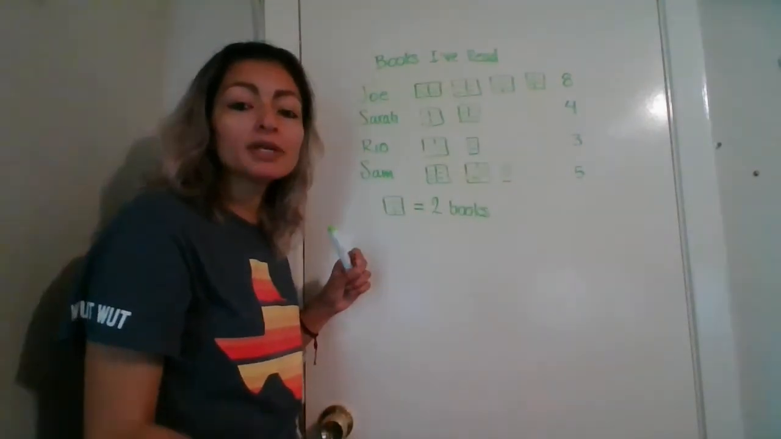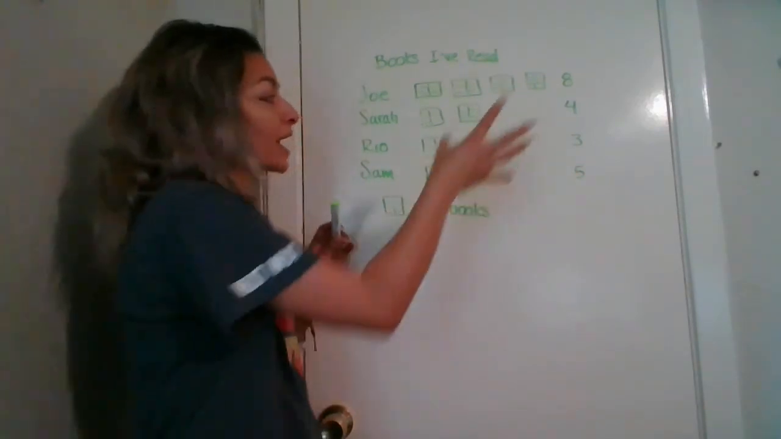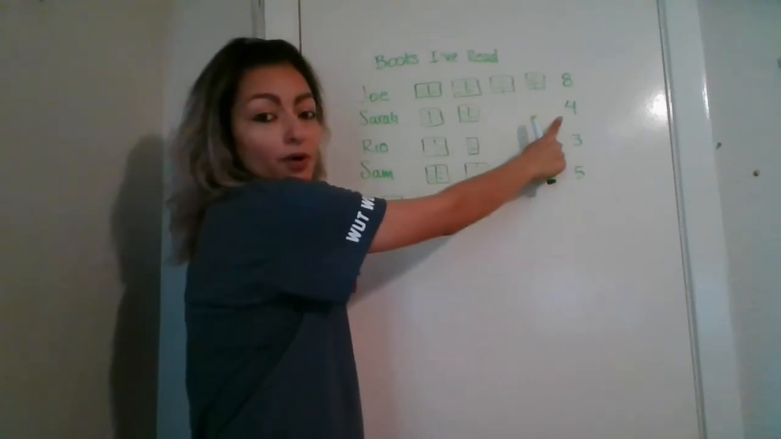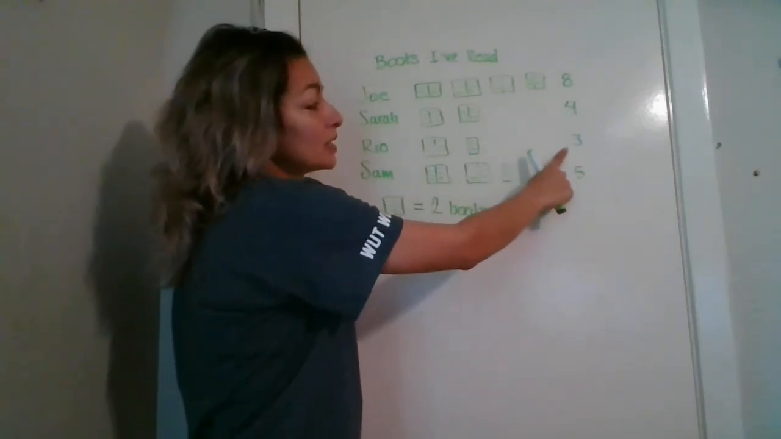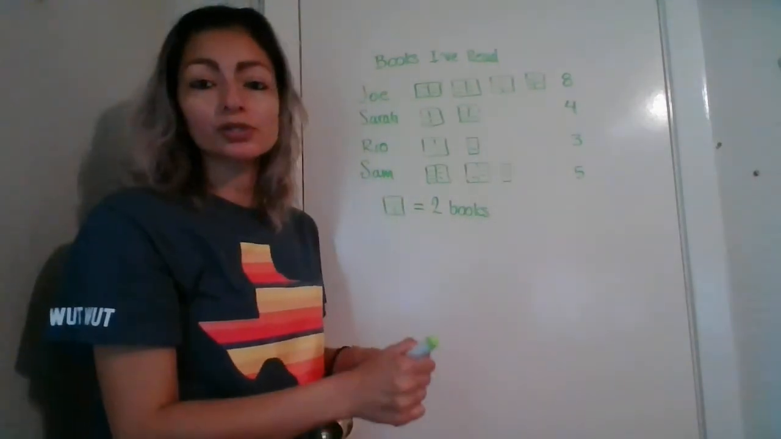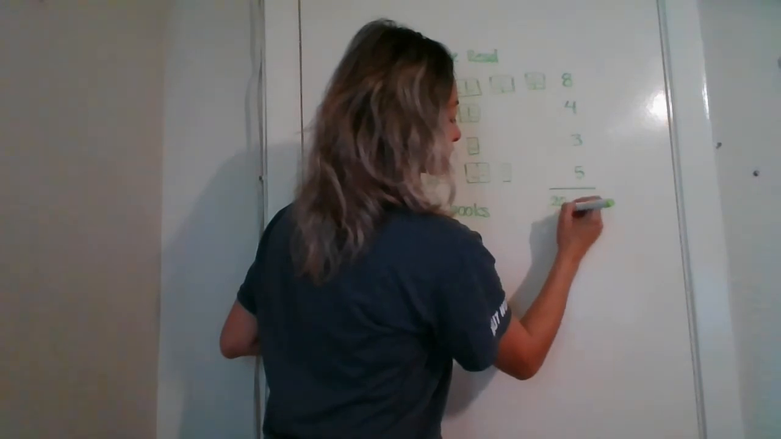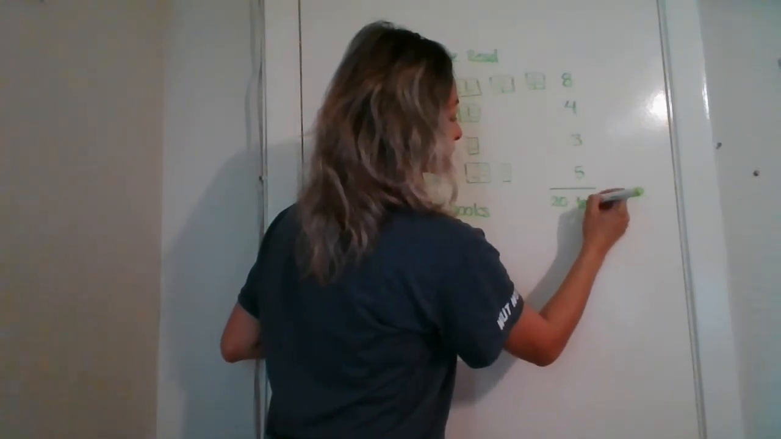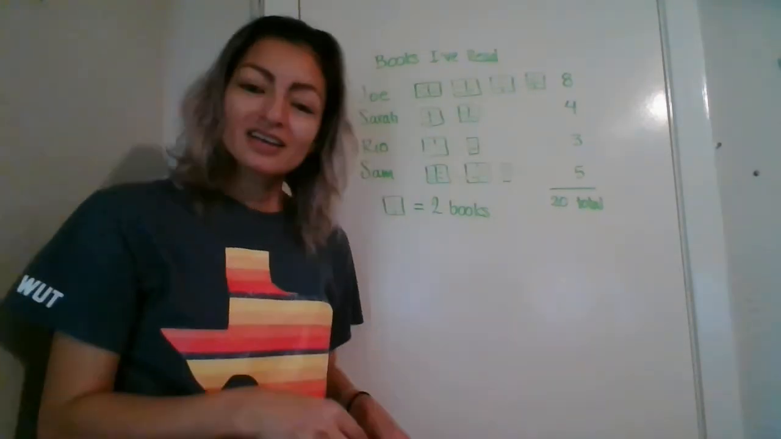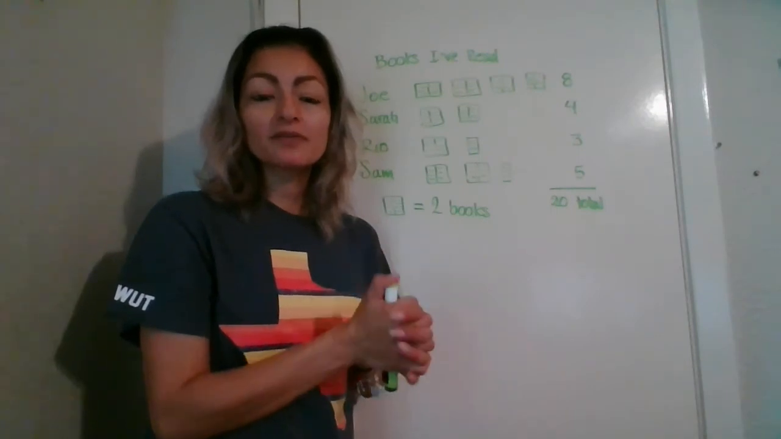If they ask me how many books were read all together, that means adding all the numbers, okay? 8 plus 4 equals 12, plus 3 equals 15, plus 5 equals 20. So it's a total of 20 books. 20 books total, okay?